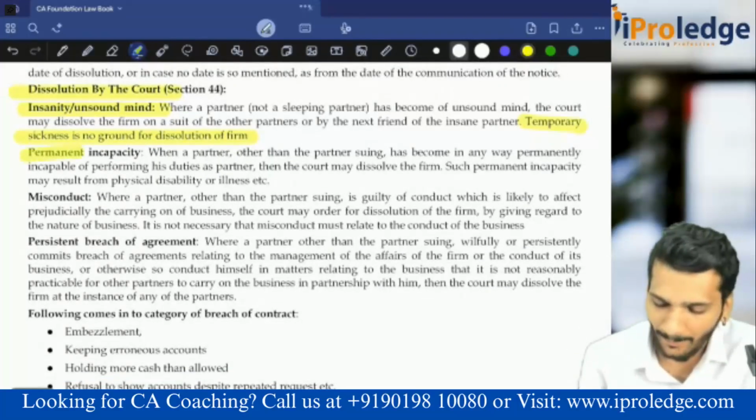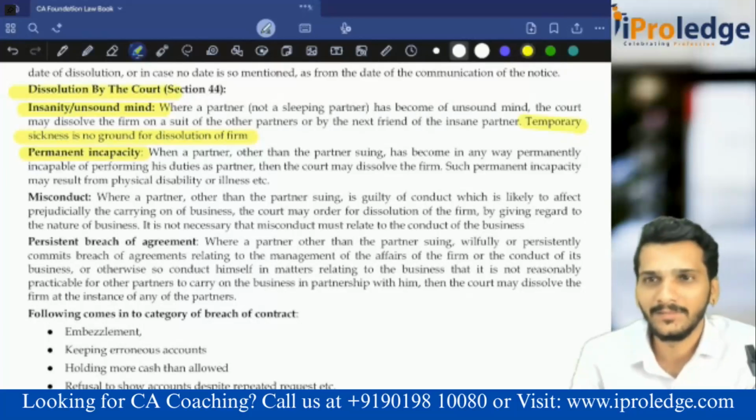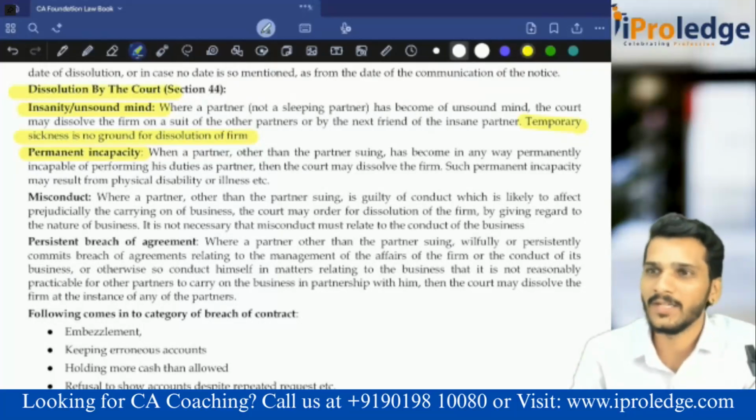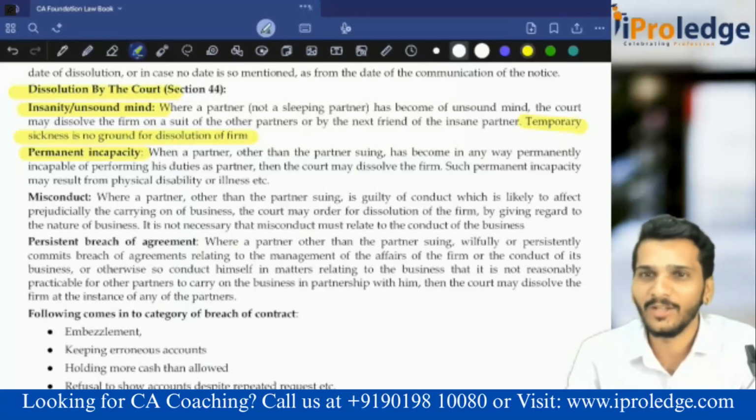Then permanent incapacity. What is permanent incapacity? You are not able to conduct the partnership business. Two hands are gone, two legs are gone, one IC is gone, then everything is gone. Then it is permanent incapacity only. Or you have become what?